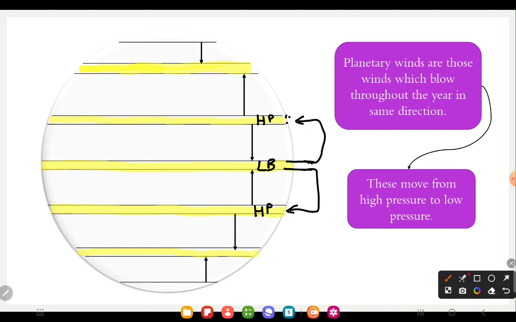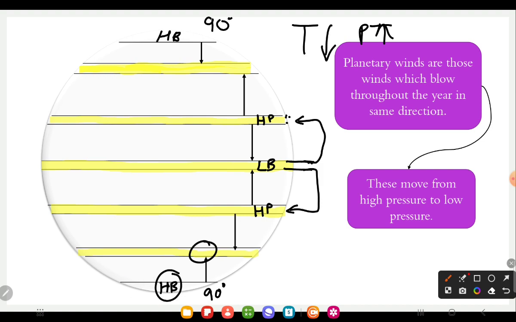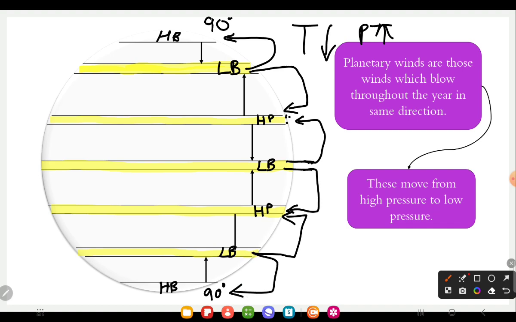Now we also know that the polar regions, which are at 90 degrees north and 90 degrees south, have low temperature. If the temperature is low, that means the pressure is high. So here it is a high pressure belt, and this is also a high pressure belt. In comparison to the polar region, the subpolar regions are warmer, and that is why these regions are low pressure belts. From low pressure the air moves to high pressure like this. Now we know that air moves like this.